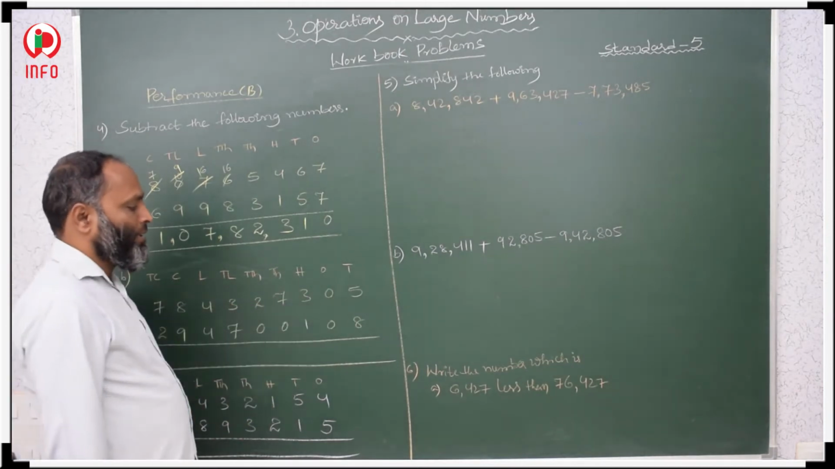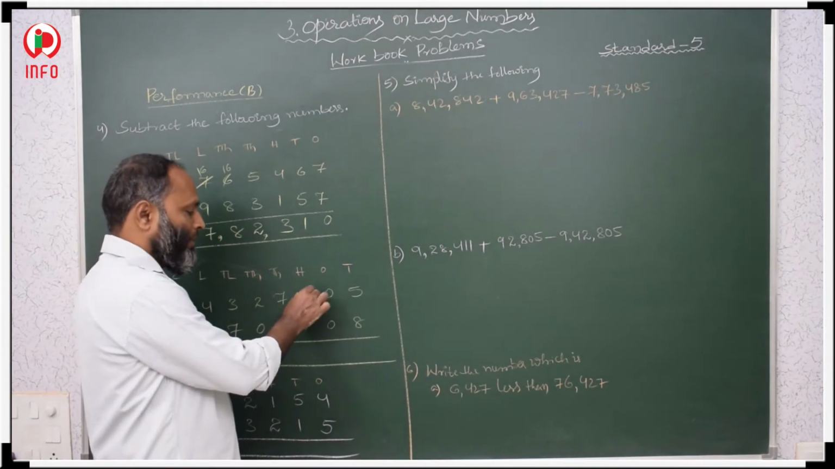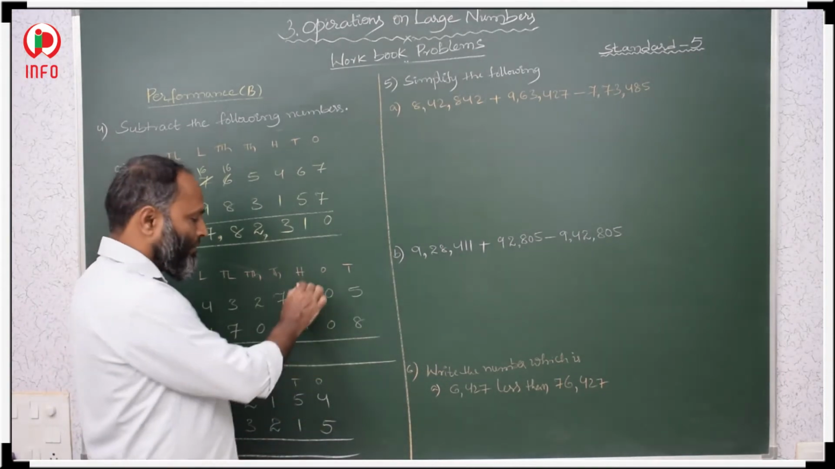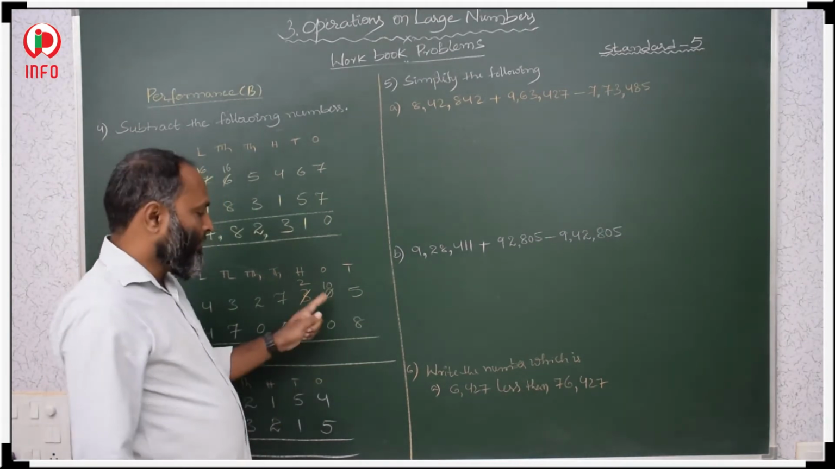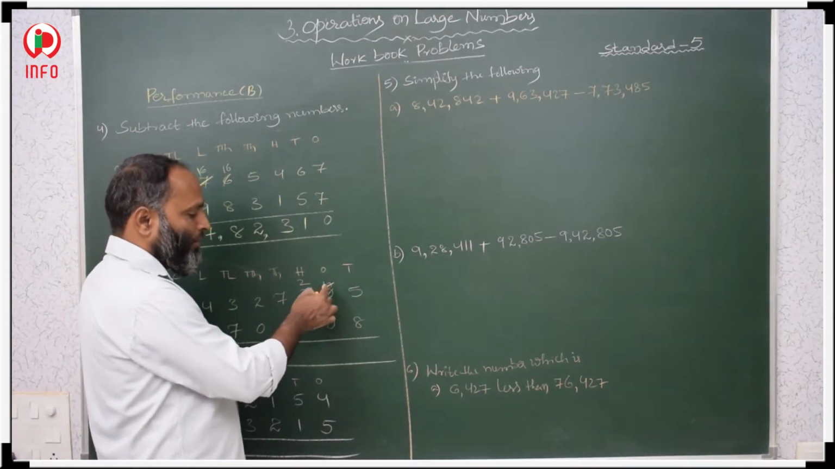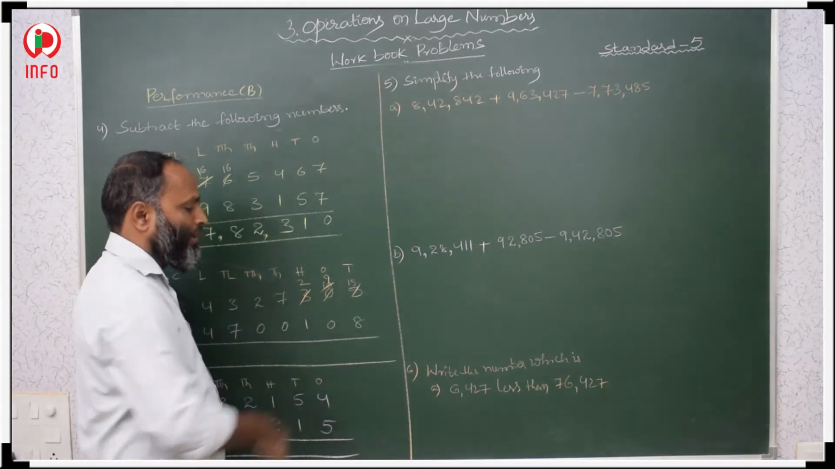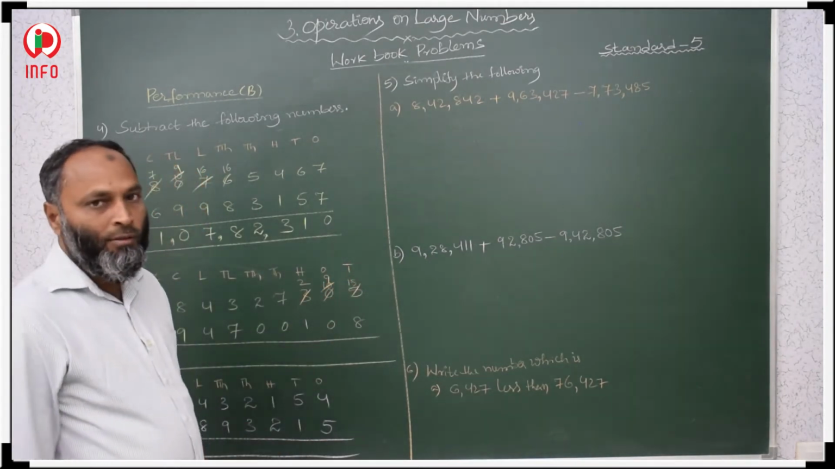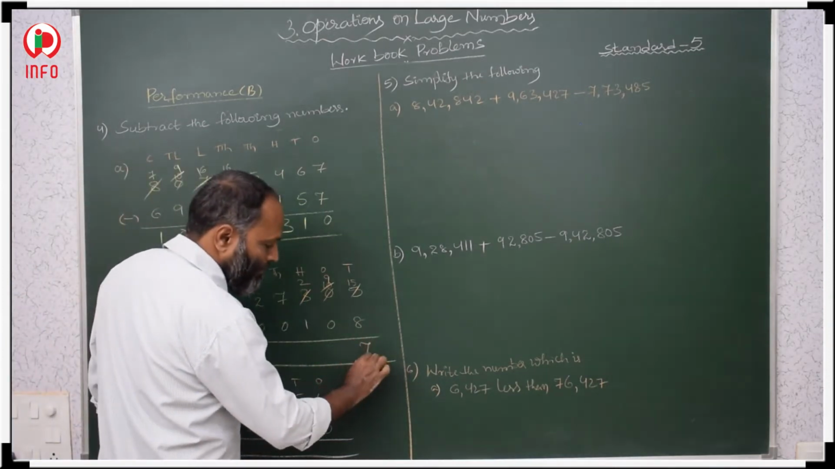5 minus 8 is not possible. Minuend is less. Take borrow from here. It will decrease by 1. It will increase by 10. Again from here, take borrow. It will decrease by 1. It will increase by 10. 15 minus 8 is 7.